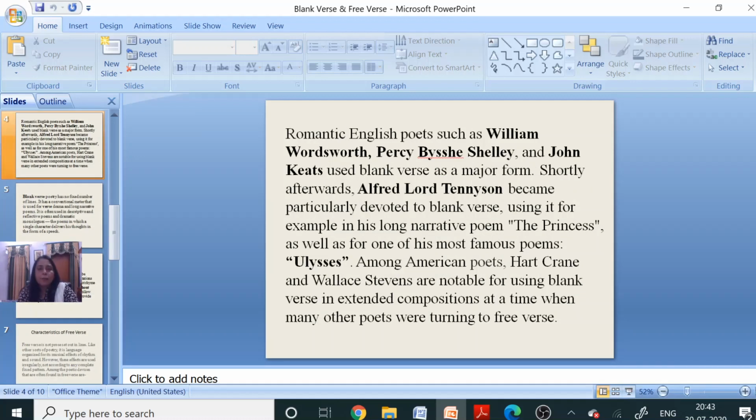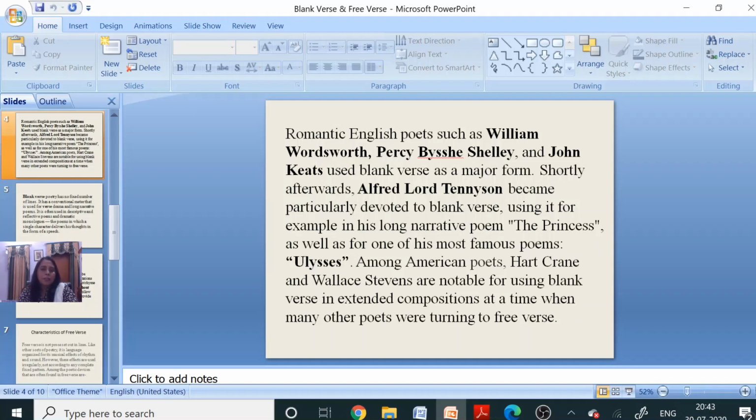These are well-known romantic English poets. You must have heard these names: William Wordsworth, Percy Bysshe Shelley, and John Keats. They also used blank verse as a major form. And there are also poets like Alfred Lord Tennyson, who was particularly devoted to blank verse. He has used this in his narrative poem The Princess and his famous poem Ulysses.